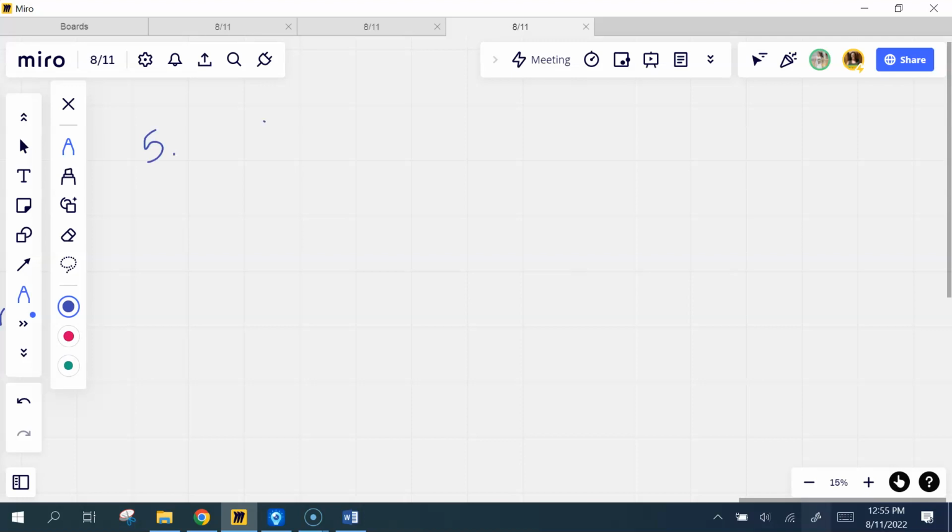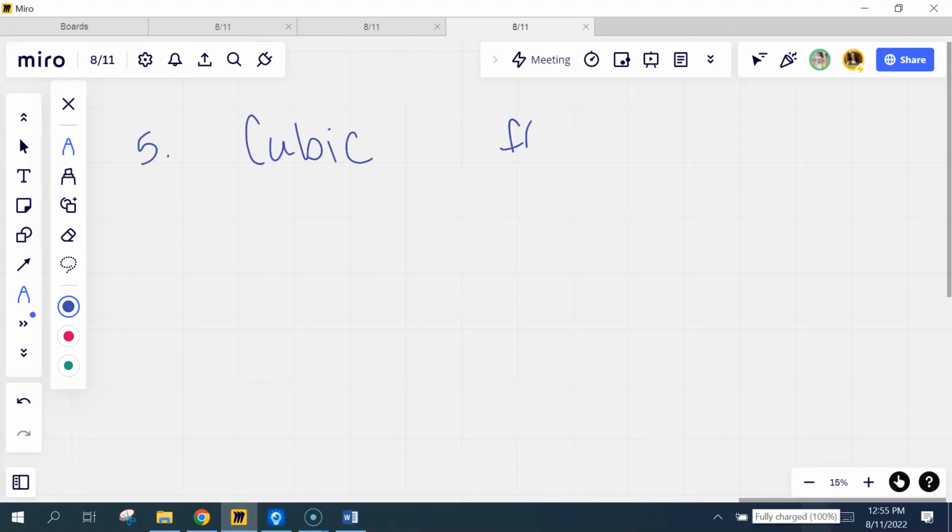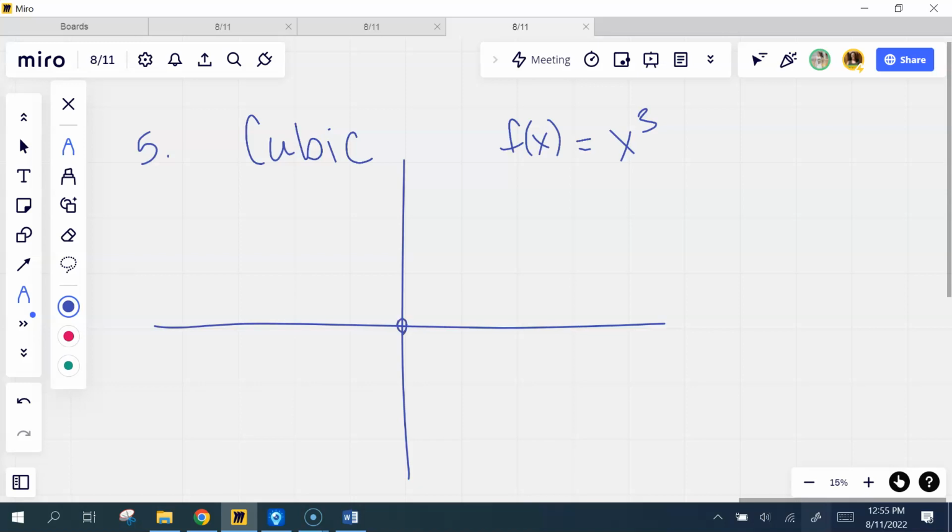Number five. The cubic. All right, this one. 0, 0. 1, 1. -1, -1. We've done all these. We haven't got any new ones yet. We're actually probably going to 11, not 12. Well, we'll do the 12th one, but.